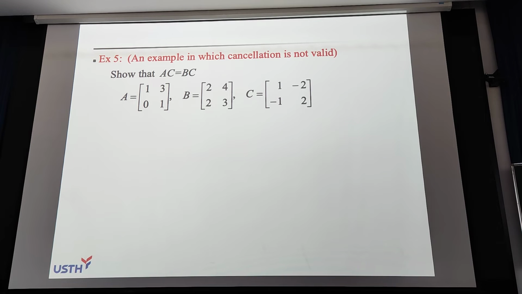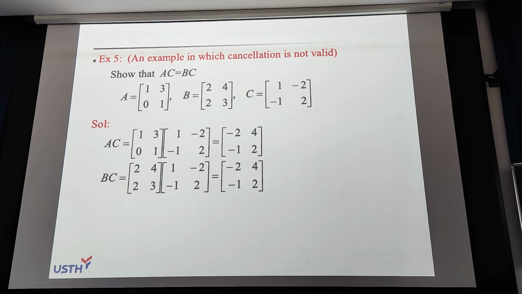Suppose that we are given A, B, and C like that. None of the matrices are zero matrices. However, if you multiply A by C, you get that one. B by C, you get that one. The products are the same, but A and B are not the same. So that is an example to show you that in that case, the cancellation law is not valid.